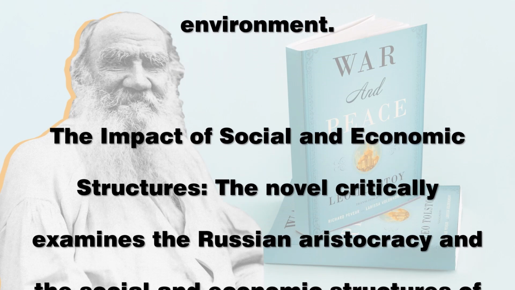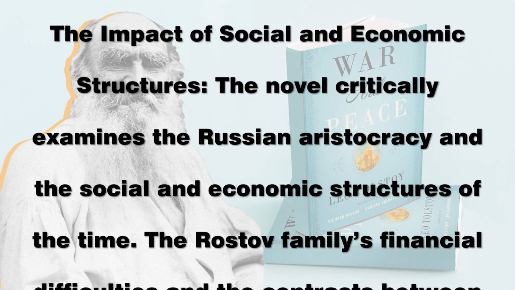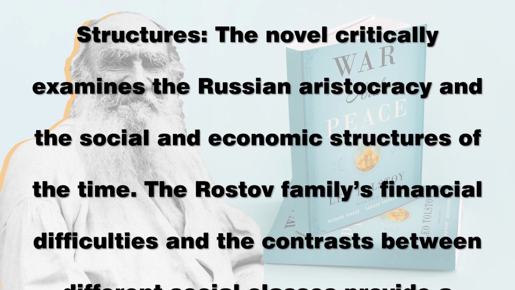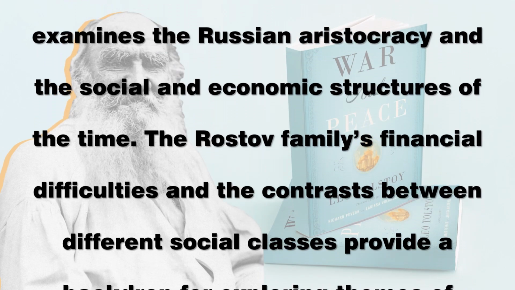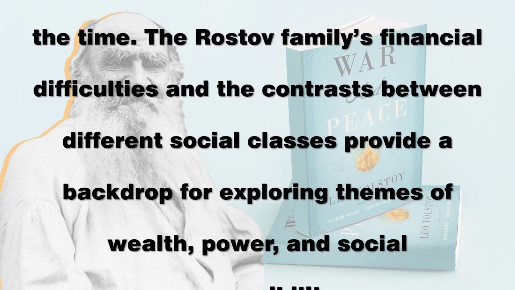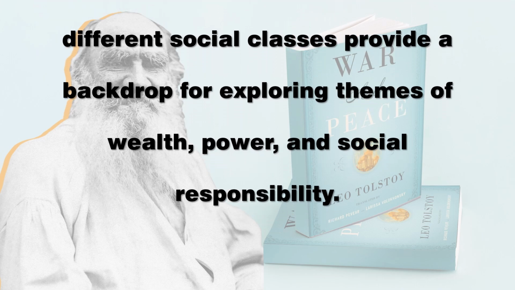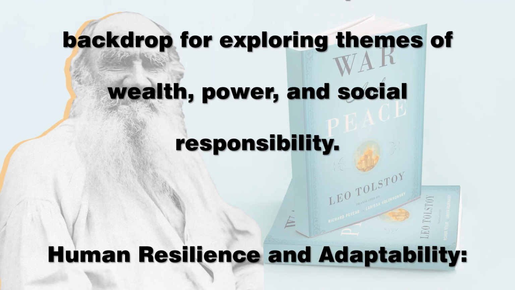The impact of social and economic structures. The novel critically examines the Russian aristocracy and the social and economic structures of the time. The Rostov family's financial difficulties and the contrasts between different social classes provide a backdrop for exploring themes of wealth, power, and social responsibility.